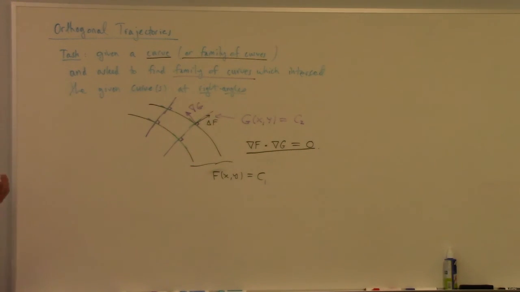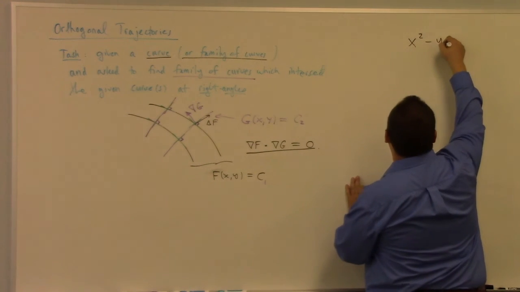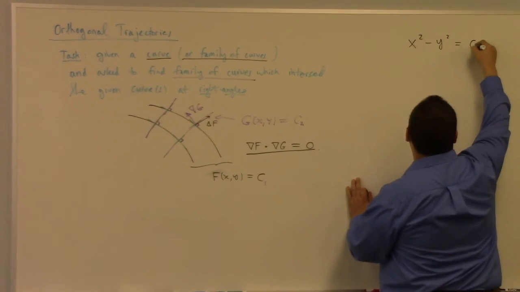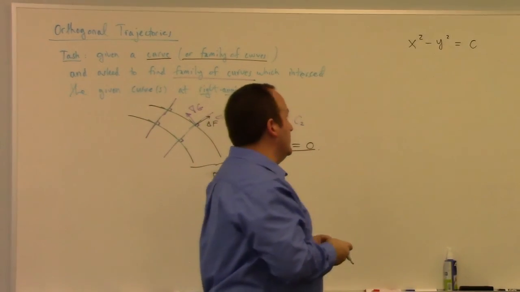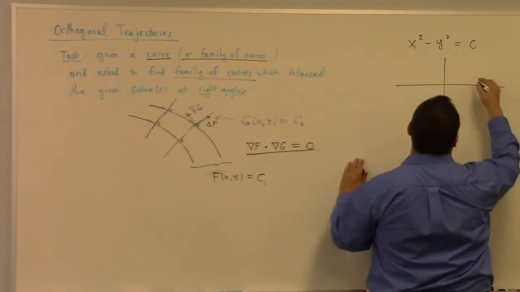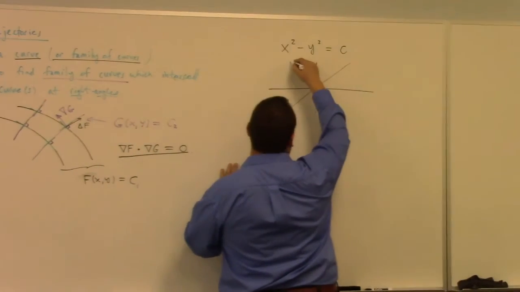Okay, so let me go back to the one I had projected. So we had x squared minus y squared, and I'm going to raise the ante a little bit here, put a c over here. That's a family of curves. So as c varies, you get different things. So c equal to 0 gives you these guys, right?